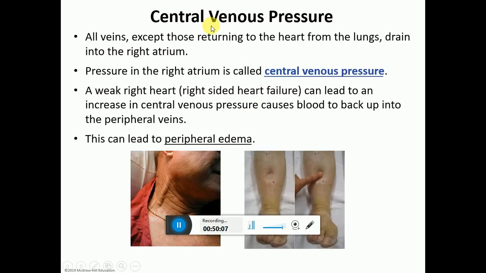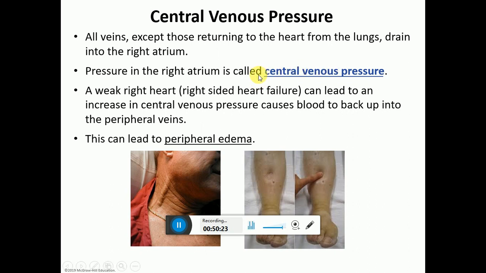Central venous pressure, that is the pressure of the right atrium. All of the blood is going to be collected by the superior and inferior vena cava, and then it's going to be dumped into the right atrium. The pressure in the right atrium is known as the central venous pressure.